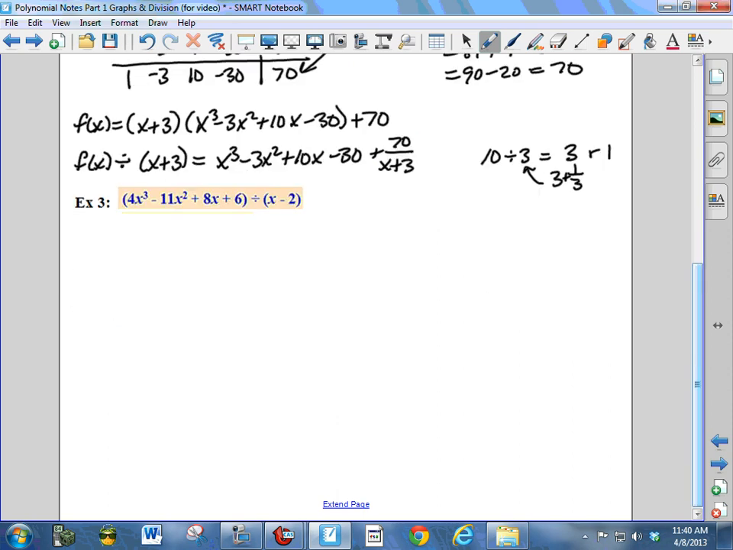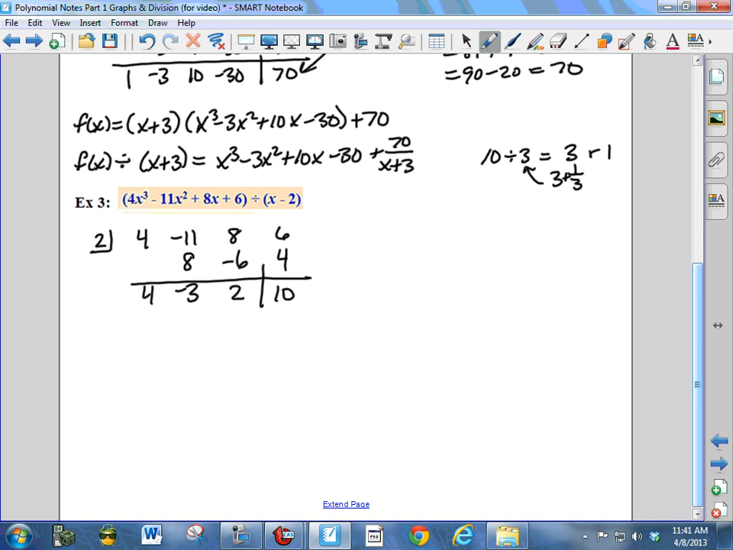Okay, last example. Put 2 in here. This becomes 4, negative 11, 8, and 6. Is this a factor or not? Let's find out. Bring down the 4. Notice that's not always a 1. 2 times 4 is 8. Add, negative 3. 2 times negative 3, negative 6. Add, 2. 2 times 2 is 4. Add, 10. Is it a factor? No, we got a remainder of 10.